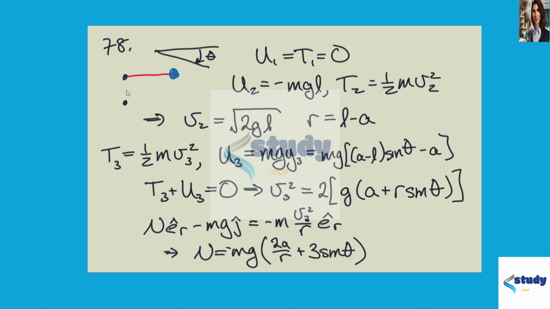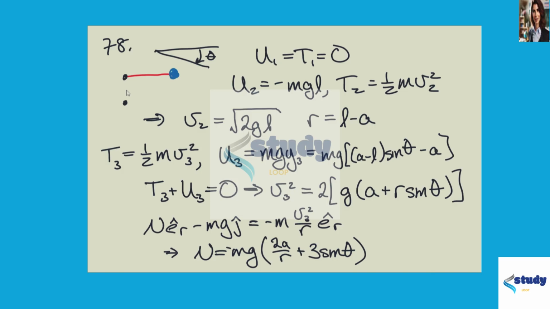Now, at position 1 here, both the potential and the kinetic energy are 0, since I'm measuring gravity with respect to this plane here. Position 2 is down here, right before the cable hits this pin. Potential energy is this, and the kinetic energy is here. So we know the velocity of the bob when it gets to this point. And now we know that the radius of this pendulum is L minus A.